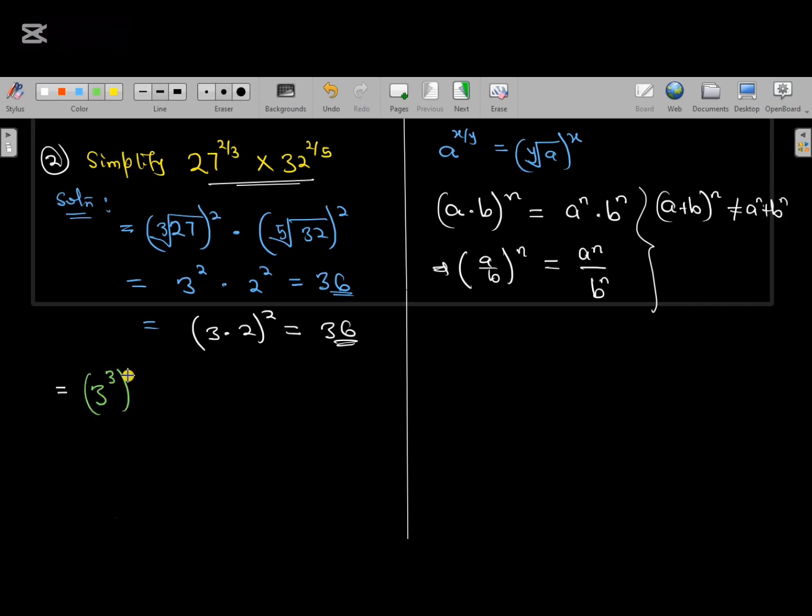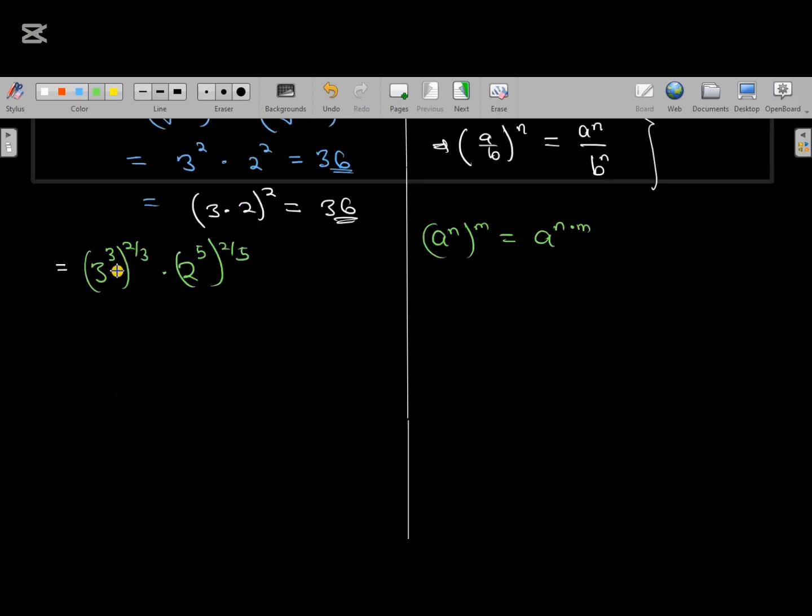And there's already an existing power there, which is 2 over 3, multiplied by, I will do the same for 32, and that will give me 2 to the power of 5. And that is to the power of 2 over 5. And then here I will apply a rule that says that if I have a to the power of n, all raised to the power of m, that is the same thing as a to the power of n times m.